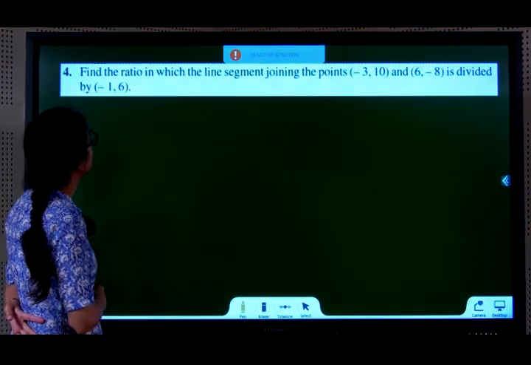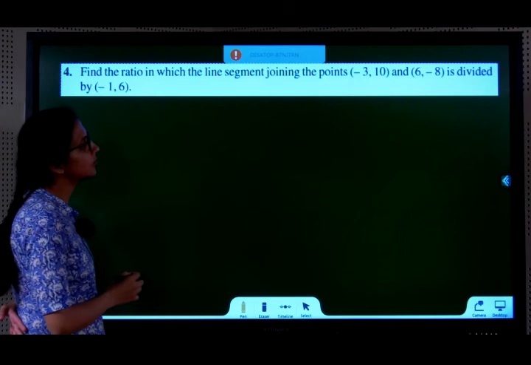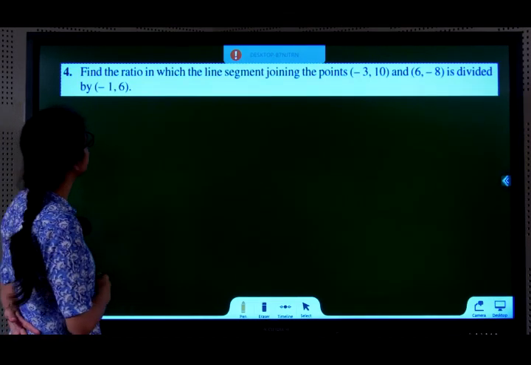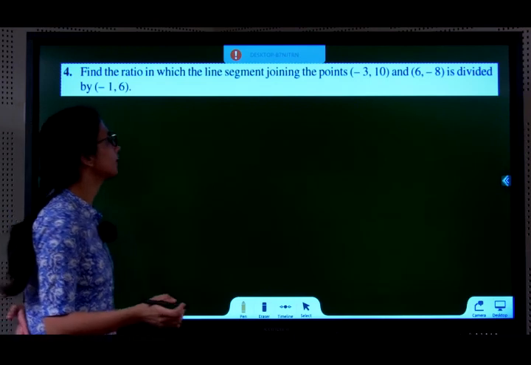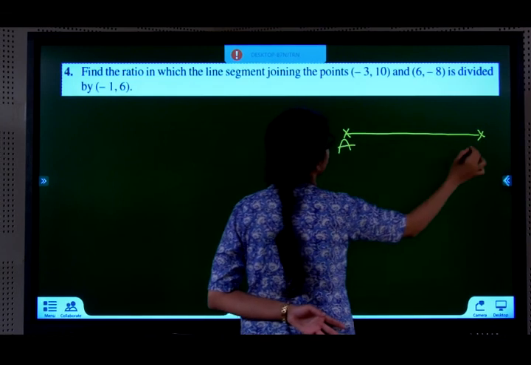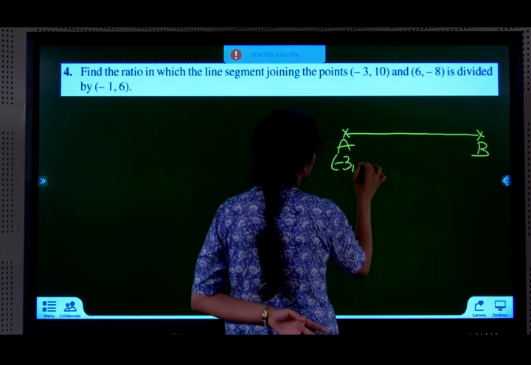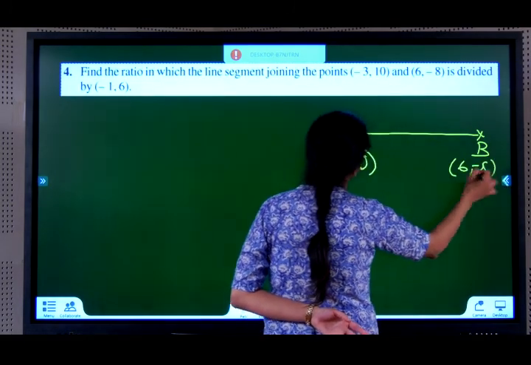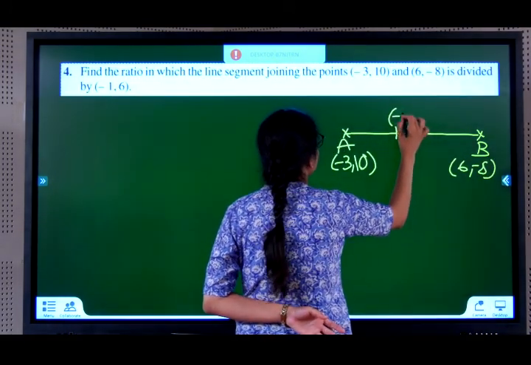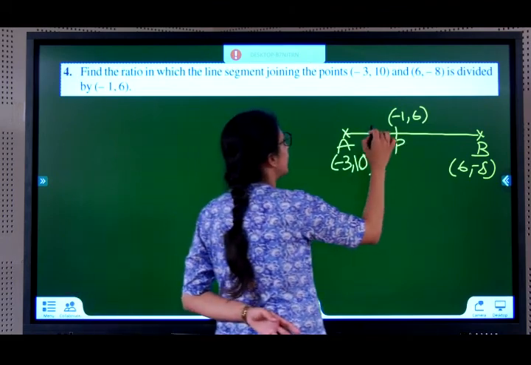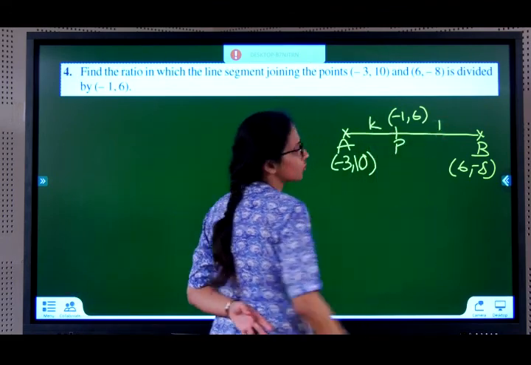Question 4. Find the ratio in which the line segment joining the points (minus 3, 10) and (6, minus 8) is divided by (minus 1, 6). So we have a line segment joining these points, and minus 1, 6 is the point dividing it. You have to find in what ratio this point divides it. So we will take k is to 1.